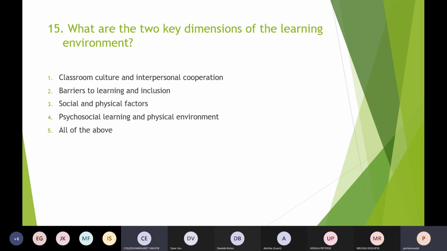It's quite an interestingly put question because the question asks for 2 key dimensions. And if we say all of the above, there are about 6 or 7 dimensions there. Yes, correct. So which 2 do you think is the most appropriate?